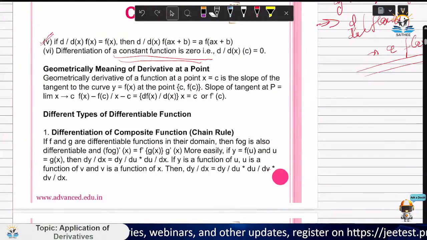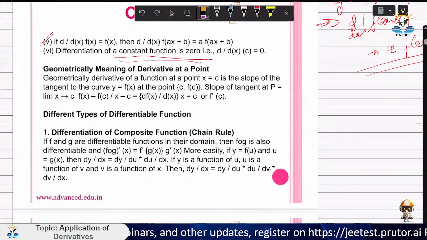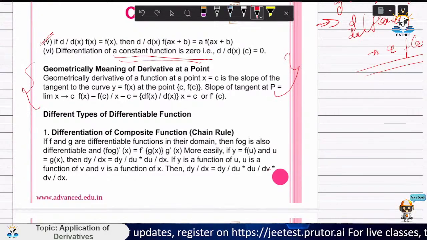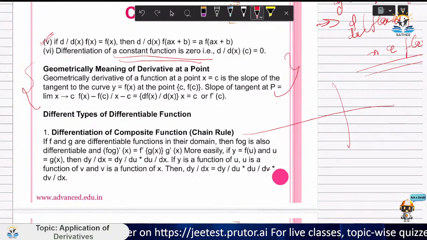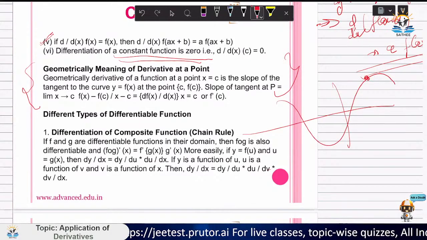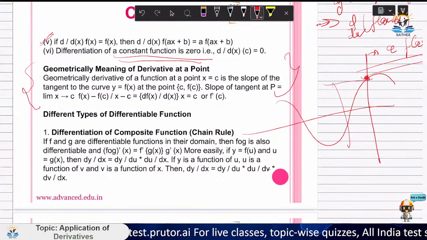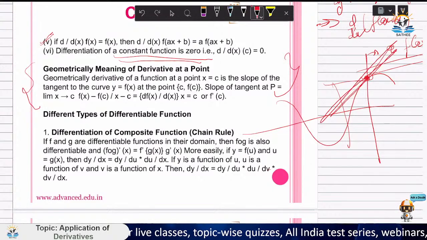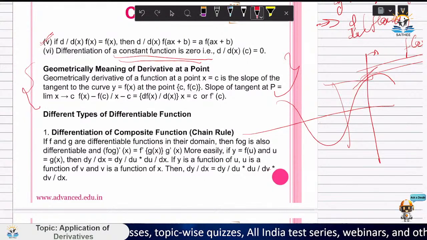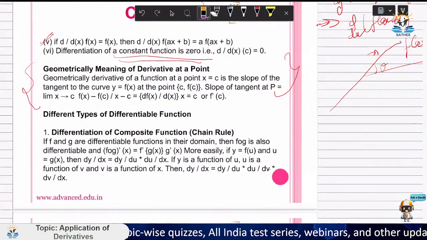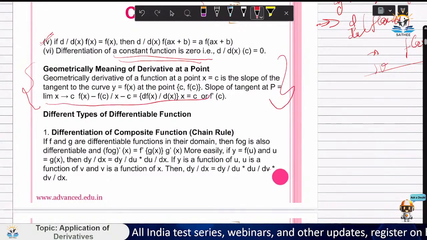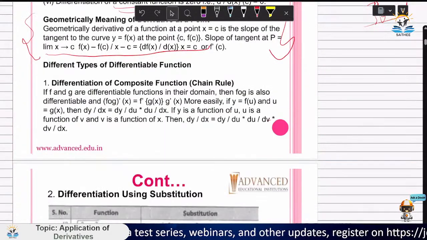Again, as I use the geometric form of the derivative at a point, the derivative at a point simply means the slope of the tangent to the curve at that point. For example, we have this curve and we have to find the derivative here. So what we do is we find the slope of the tangent here, and whatever the slope of the tangent might be, you will get the same value of the derivative, right? So this is the geometric form of the derivative that we might have known earlier as well.